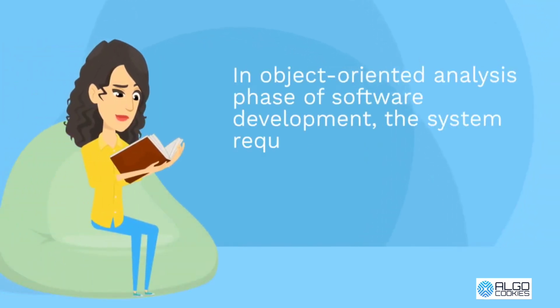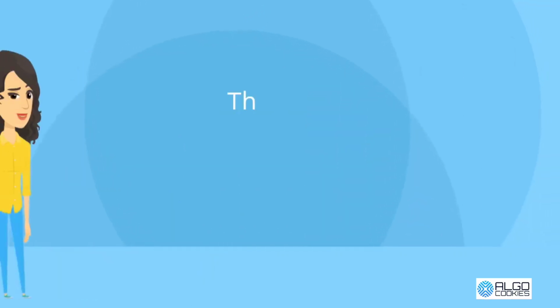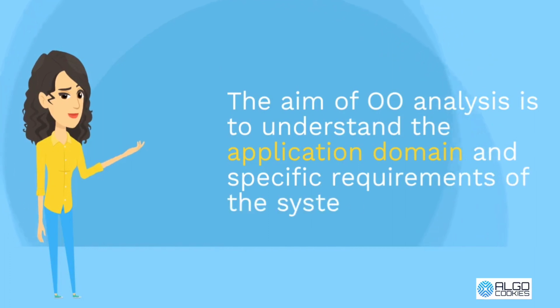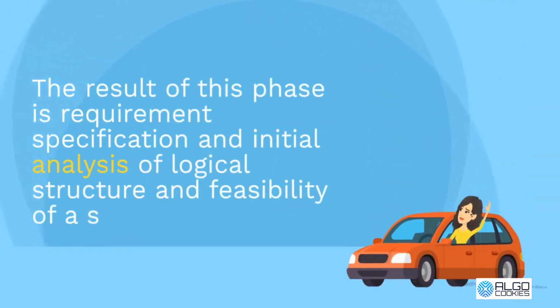Analysis. In object-oriented analysis phase of software development, the system requirements are determined, the classes are identified, and the relationships among classes are acknowledged. The aim of analysis is to understand the application domain and specific requirements of the system. The result of this phase is requirement specification and initial analysis of logical structure and feasibility of the system.